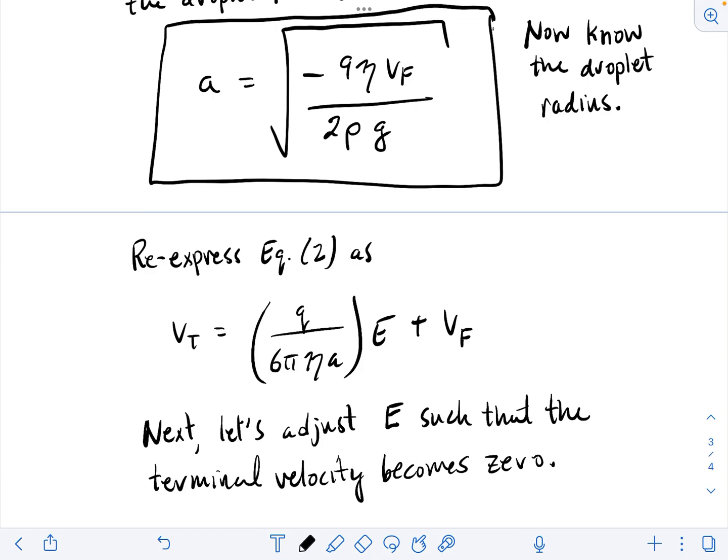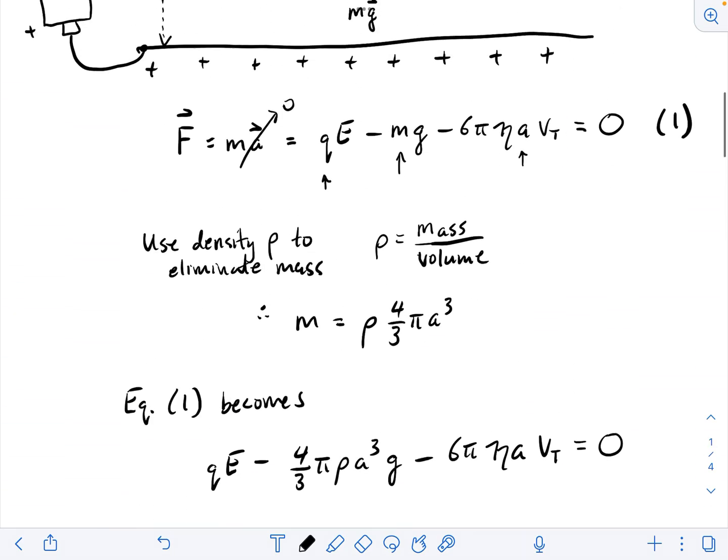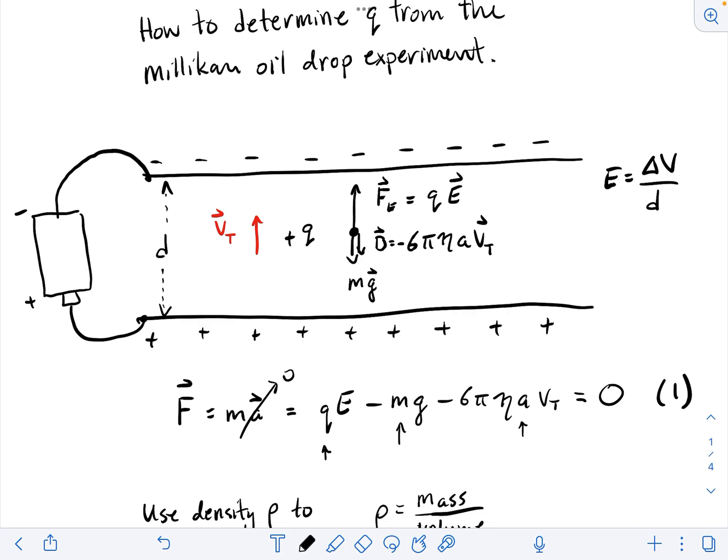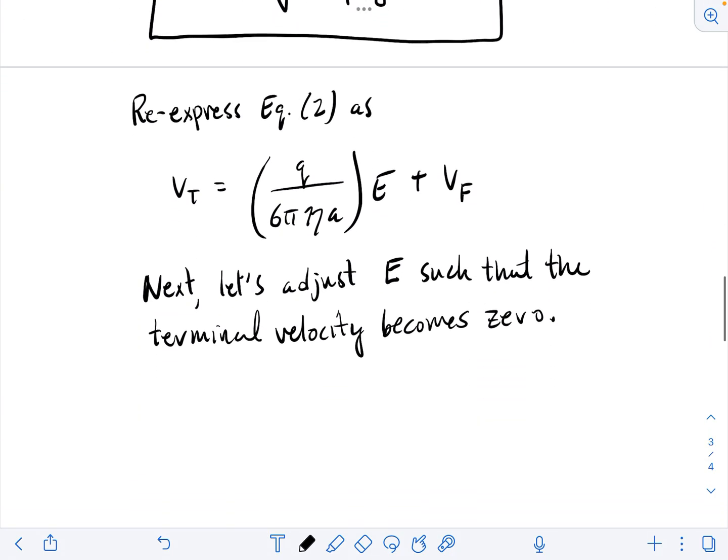So if we go back to our free body diagram way back at the beginning, what would happen is if the terminal velocity is 0, the drag force will vanish, and we'll have only the electric force and the gravitational force. We're going to pick an electric field until Q times E is exactly equal to the gravitational force M times G. In that case, the forces will balance, the velocity will be 0, and our droplet will be just levitating. So the charged droplet levitates, and specifically, this terminal velocity is going to vanish.